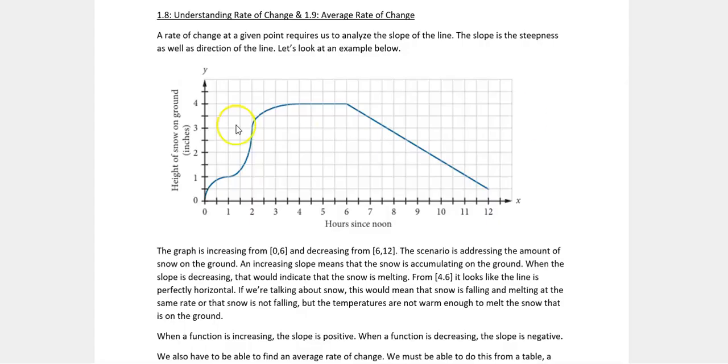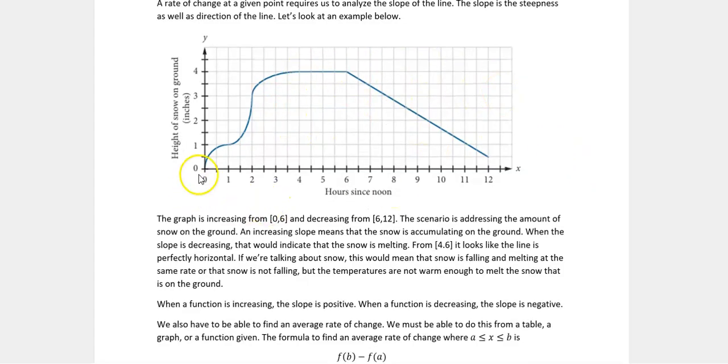If we look at this graph right here, it's going up and then it's going down, and it's kind of flat at the top. This means that it's increasing here and decreasing here. That means we have a positive slope on the left side and a negative slope on the right because it's going up and then going down. And right here, it's perfectly horizontal, so it's not increasing or decreasing, and that's okay too.